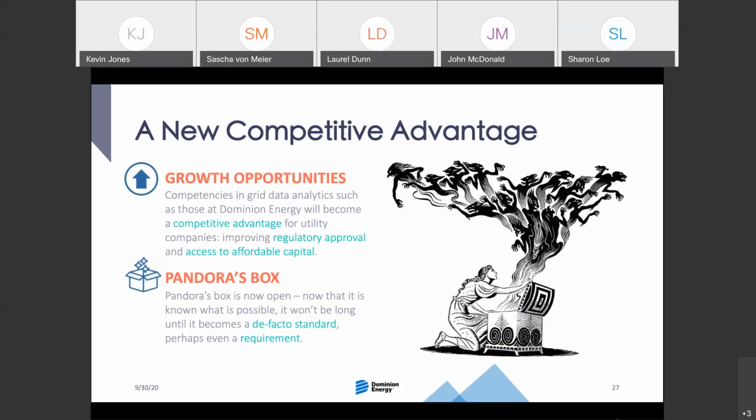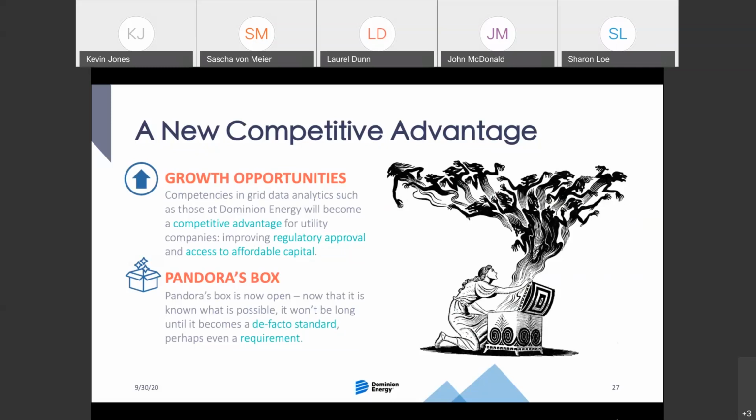Now that we know that these kinds of things are possible with data, it's only a matter of time before others start doing it. And once people see how significant it is for making better decisions with our investments and for improving the performance of our assets, then it won't be long after that until it becomes a requirement. So I see a lot of this as a new competitive advantage for utilities. I think it will help them tap into more affordable capital markets when played out at scale.